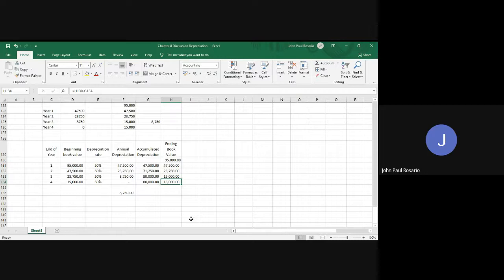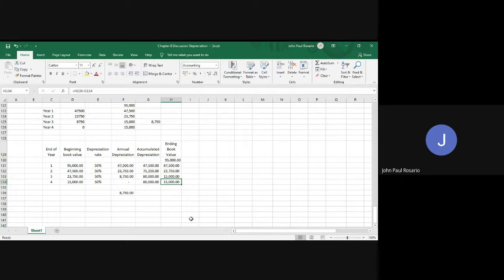Now, guys, if the problem is silent, always use the straight line method. But there are questions wherein you will be given sets of data and you will be asked what depreciation method was used. Okay, so in order for you to be able to know what depreciation method was used for a particular problem, then you have to practice a lot. Okay?